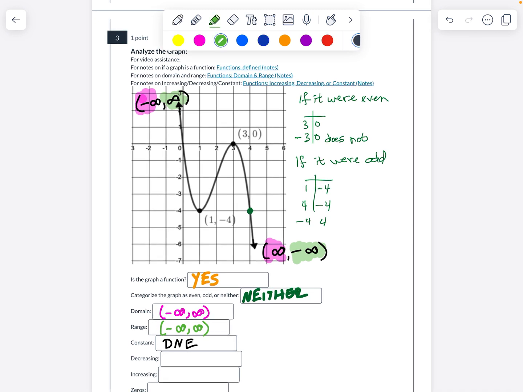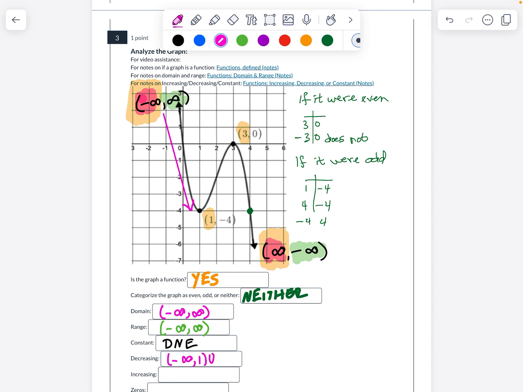To do increasing and decreasing, I want to look at x values only. I want to look at the farthest left-hand side of the graph. I want to look at this change of direction. I want to look at this change in direction. And I want to look at the farthest right portion of the graph. And I am going to say that it is headed downhill between the x values of negative infinity and 1. So it is decreasing between negative infinity and 1.